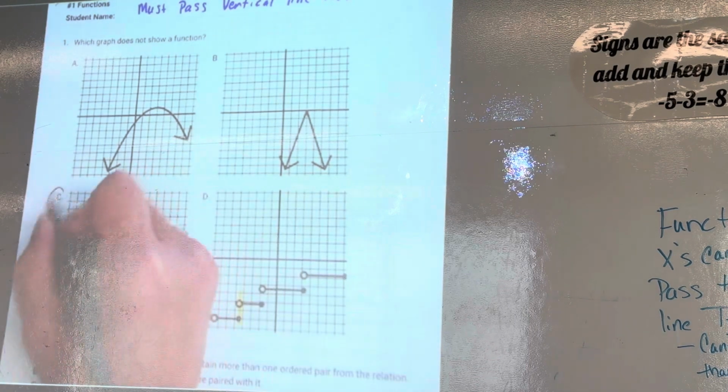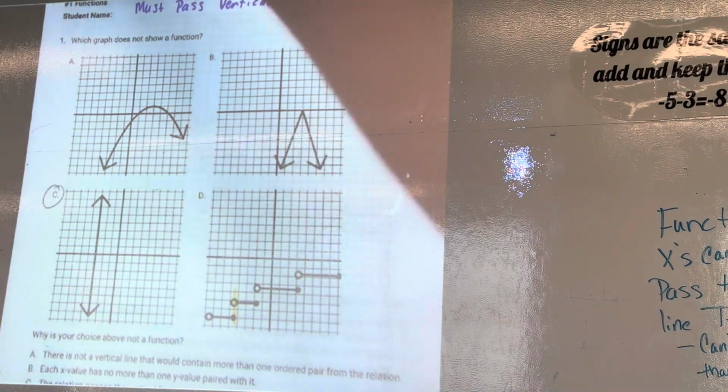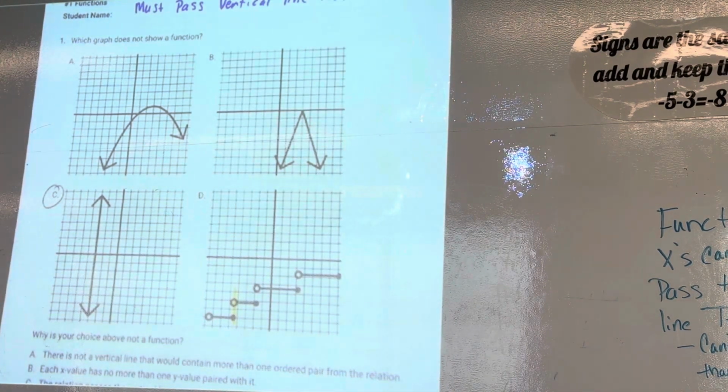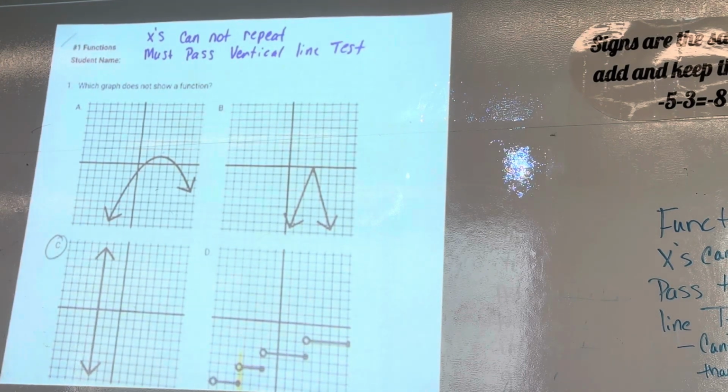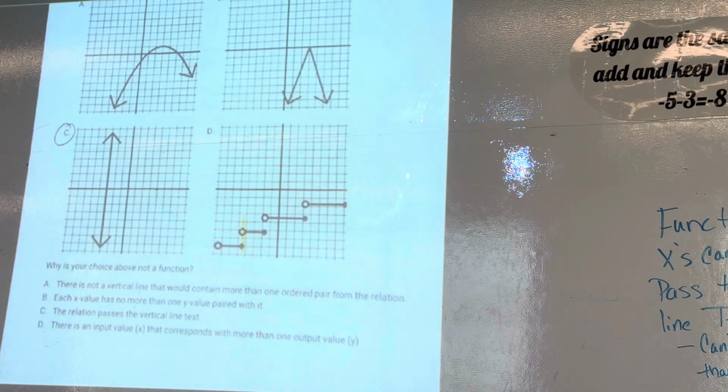Okay, here is where the terminology comes in, which I'm super excited about. In the past 13 years, I've taught it as x's don't repeat and you must pass the vertical line test. That's pretty easy terminology. And guess how they test it? They test it with words that are typically not in your vocabulary, or not words that you would actually use. So verify, why is your choice above not a function?